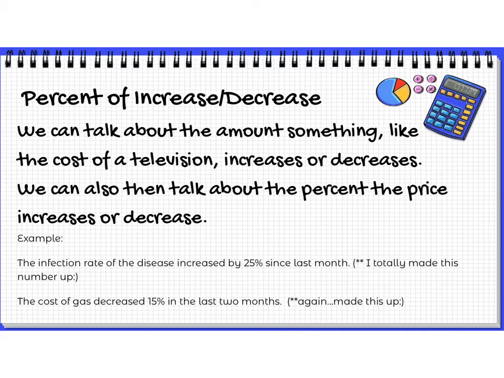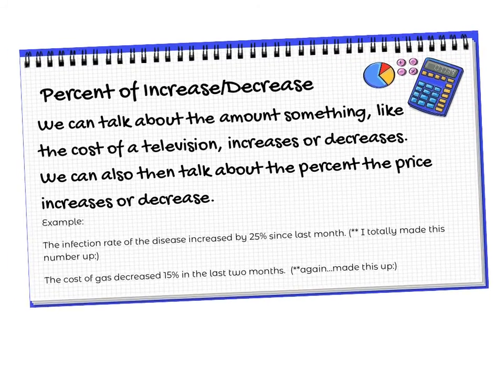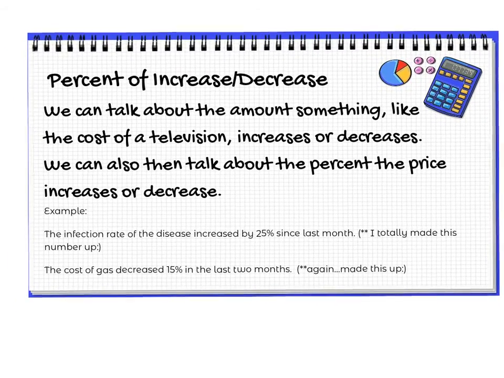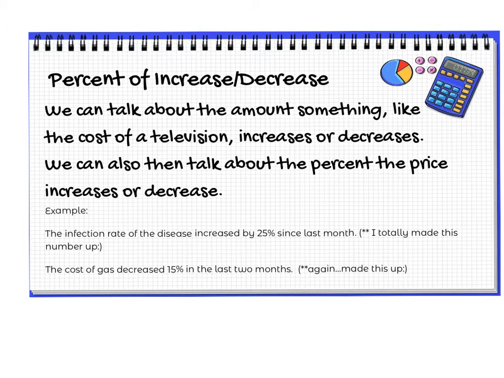All right, so the percent of increase. Since we can talk about the amount of something going up or down, a lot of times it's tied to money, because it's a reduced price. I've seen a lot of problems like that, but it could be anything. We could talk about, for example, the infection rate, and disclaimer, I didn't look anything up, I just made these numbers up. Maybe the infection rate increased 25%. So we can talk about how many more people are now diagnosed with whatever disease. Sometimes you'll see that statistic.